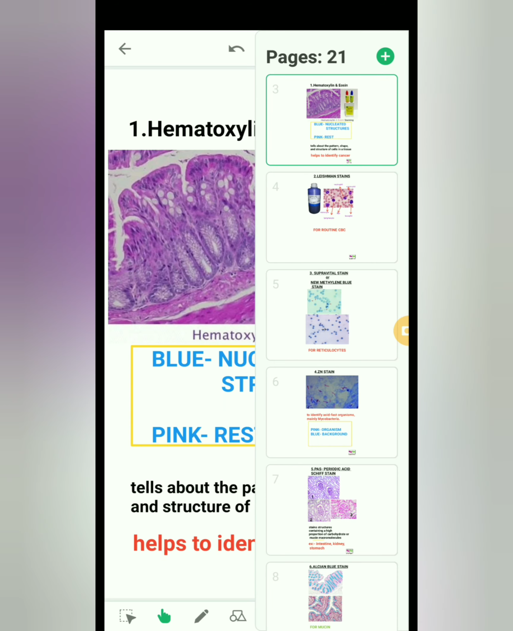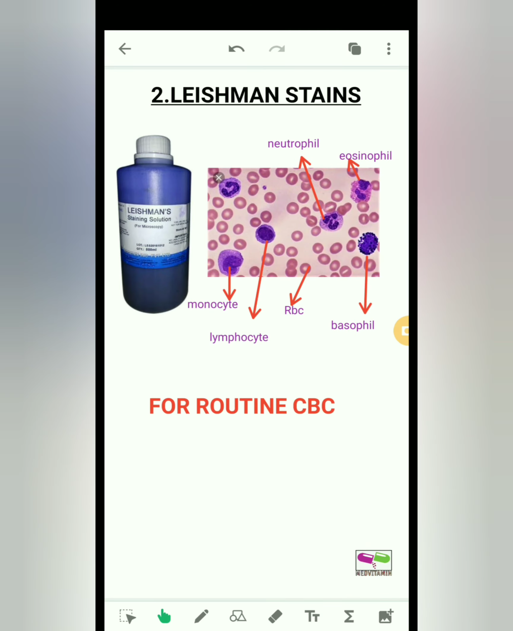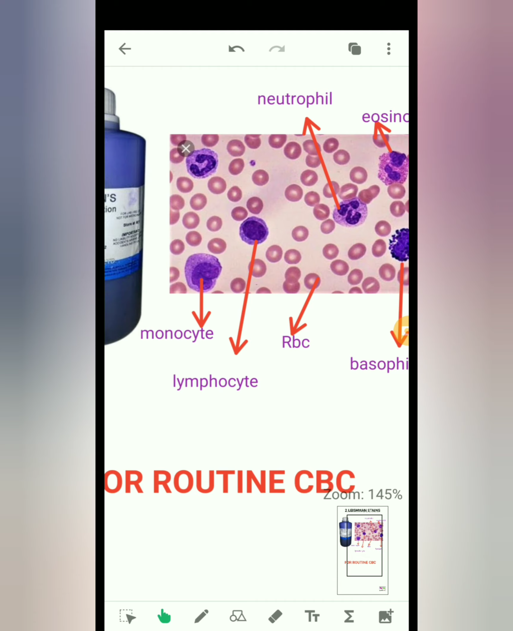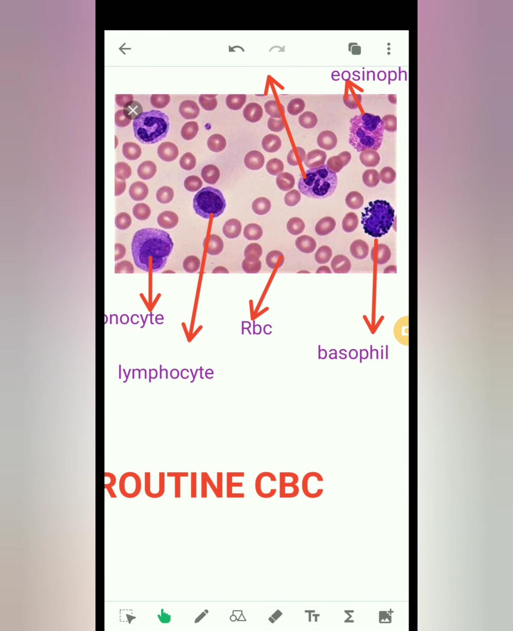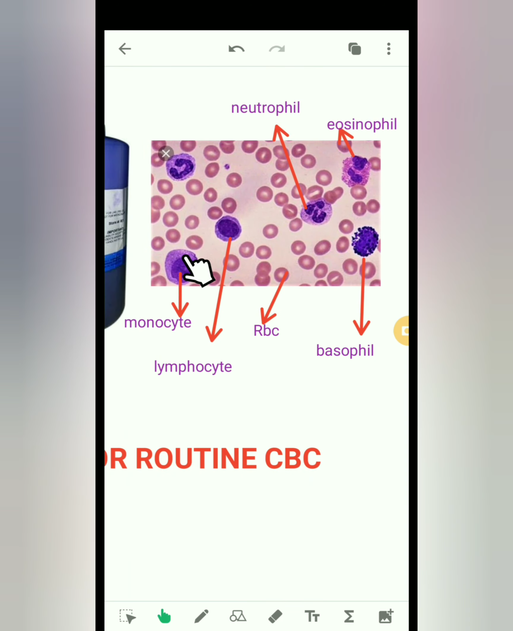The next slide is about Leishman stain. This one is an important slide because this is a previous year question. This has been asked in INICET last year. So this basophil has a bluish granulated structure. This is an eosinophil having pinkish granulated structure. This is a neutrophil with multiple lobes in the nucleus. These pinkish structures are the RBCs, and this one is a lymphocyte, and this big structure is a monocyte.